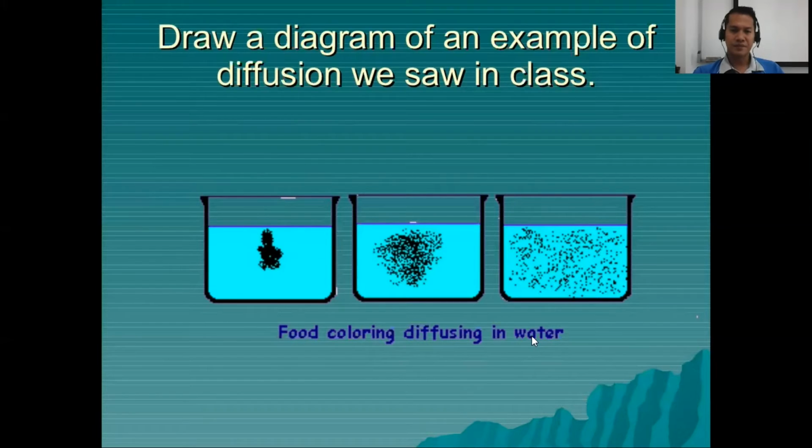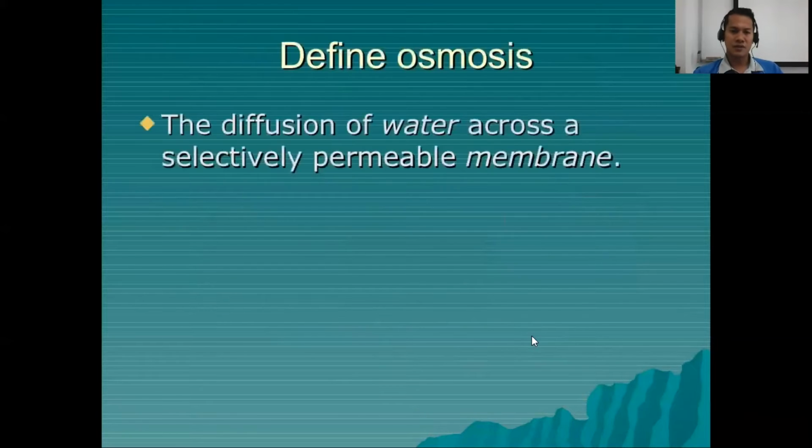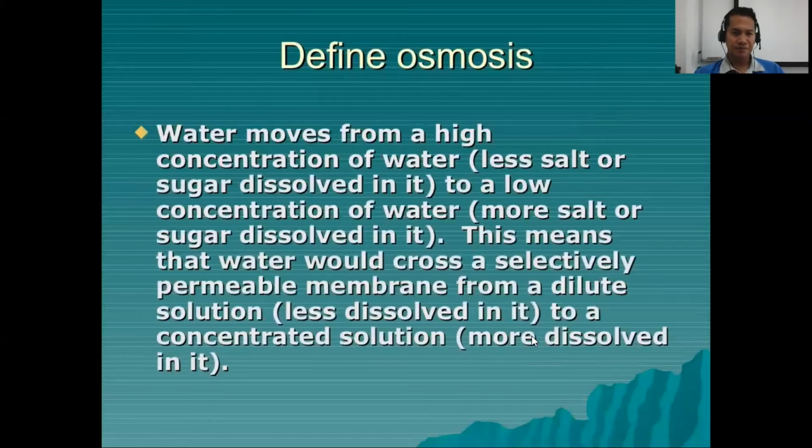All right. Now, let's talk about osmosis this time. Osmosis. Okay, so what is osmosis? The diffusion of water across the selectively permeable membrane. So this is like the movement of water or the diffusion of water across a selectively permeable membrane.